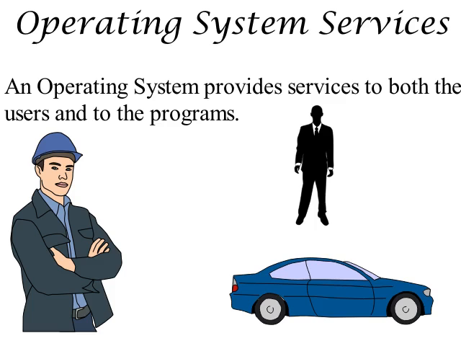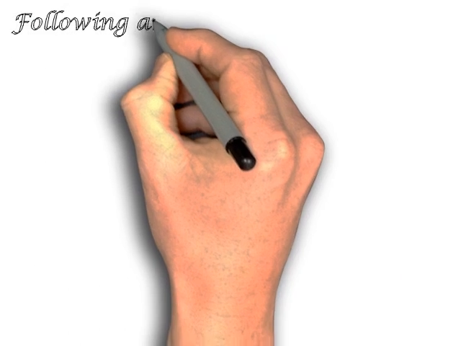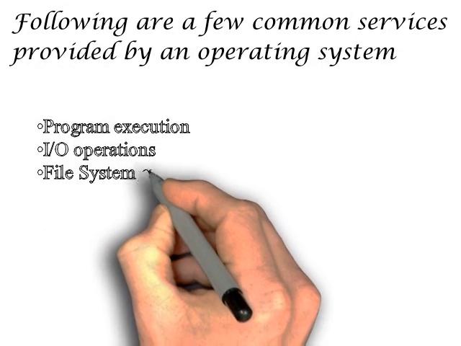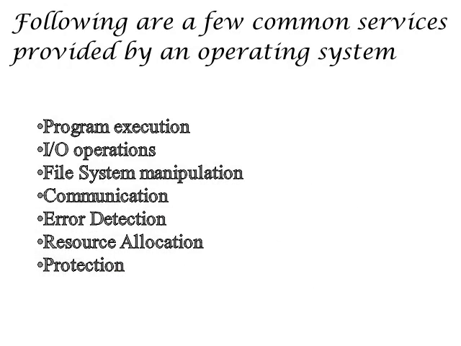The following are a few common services provided by an operating system: program execution, I/O operation, file system manipulation, communication, error detection, resource allocation and protection. In the above services, how does the operating system allow and how does the operating system manage?